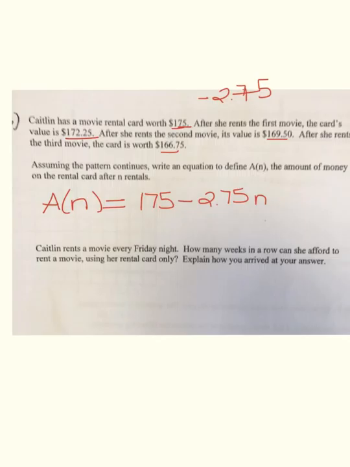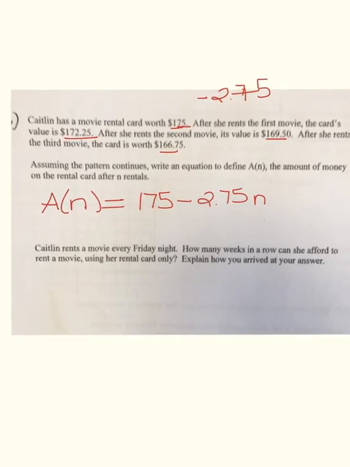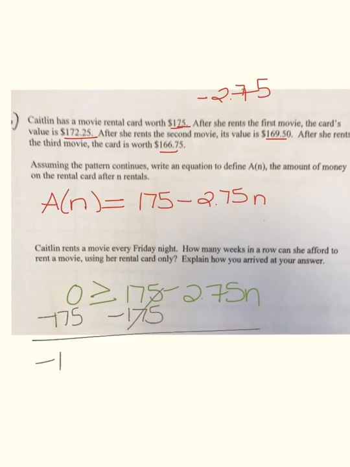Now Caitlin rents a movie every Friday night. How many weeks in a row can she afford to rent a movie using her rental card only? Explain how you arrived at your answer. Well, this equation has to be greater than or equal to 0. So we're just going to solve for n. Subtract 175 from both sides. And divide out a negative 2.75.